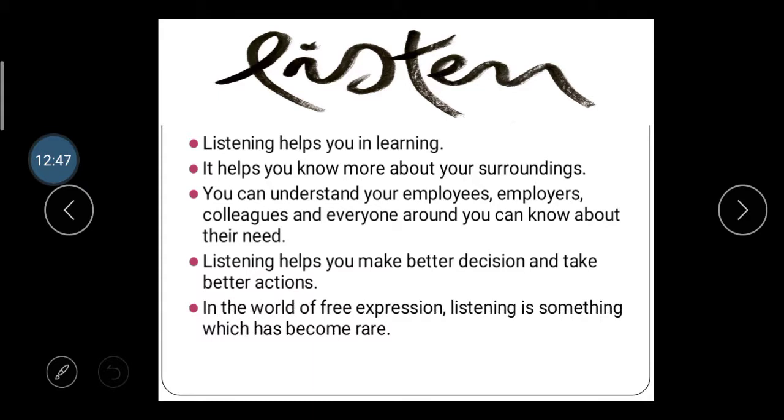In the world of free expression, listening has become rare. Many people behave in a way that they cannot listen to anyone. They only give their opinion. They do not try to understand other people's views, and that creates the problem. So listening is a very important skill. First of all, we have to discuss read, then learn, then listen.